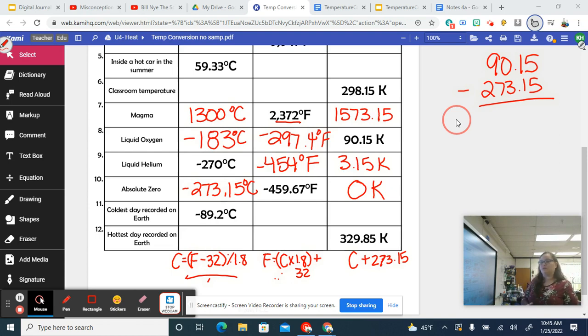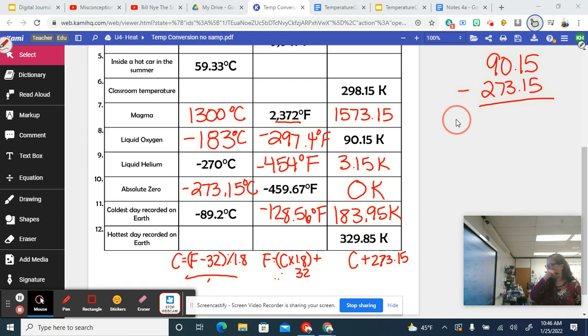Pause it. Figure that one out. All right, here we go. We're going to start with 89.2 and then hit negative. And we've got to convert that over into Fahrenheit. So that's times 1.8 equals, plus 32 equals, and that's negative 128.56 degrees Fahrenheit. That is cold. Holy moly. All right, and then negative 89.2 plus 273.15 equals 183.95 Kelvin. All right, pause it.